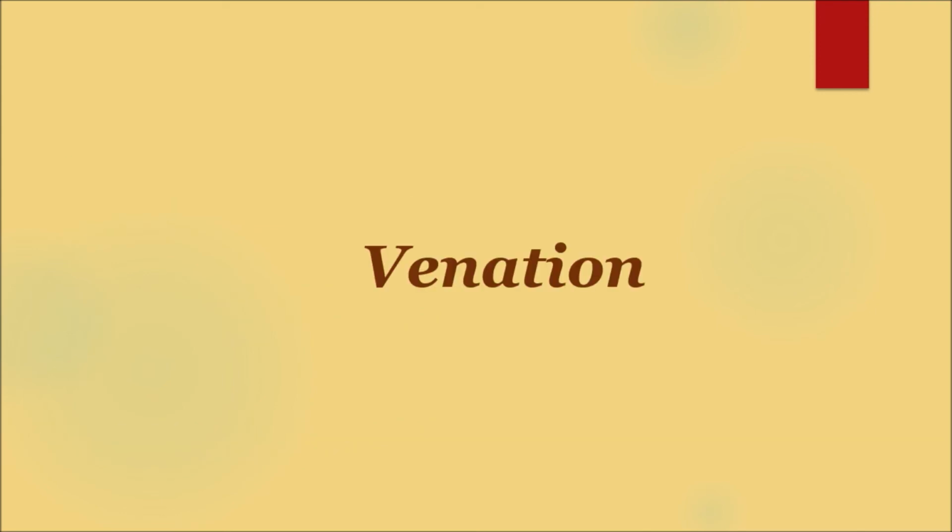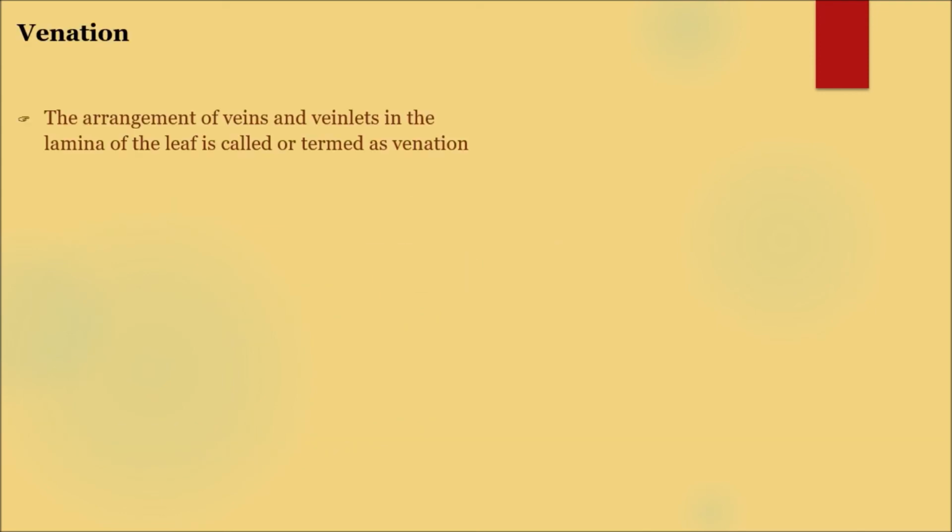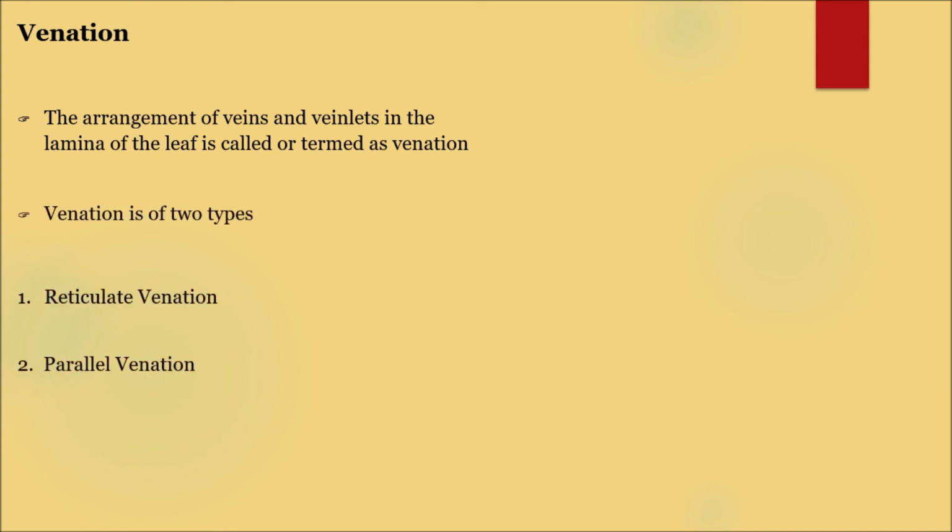Coming to the venation, what is meant by venation? Arrangement of veins and veinlets in the lamina of the leaf is called or termed as venation. So in order to explain venation, we can simply define venation as the arrangement of veins and veinlets in the lamina of the leaf. Venation is of two types: reticulate venation and parallel venation. So the arrangement of veins and veinlets in the lamina of the leaf is of two types. It is reticulate and parallel. The arrangement of veins and veinlets we call venation.